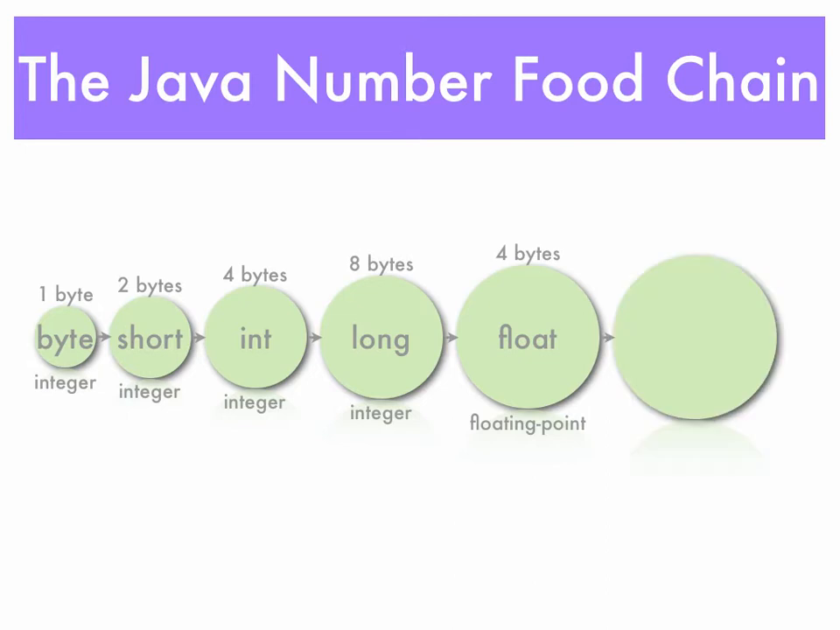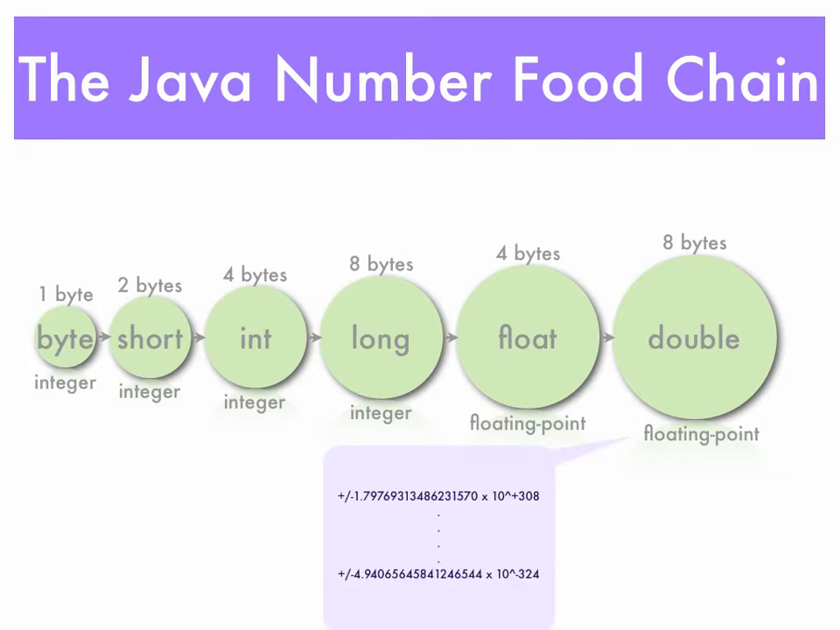Next on my food chain, the double. The double requires 8 bytes, will hold floating point numbers. It will hold floating point numbers in this range: positive and negative 1.7976931348623157 times 10 raised to the 308th, which means the positive 308th, which means I can move that decimal position 308 positions to the right.